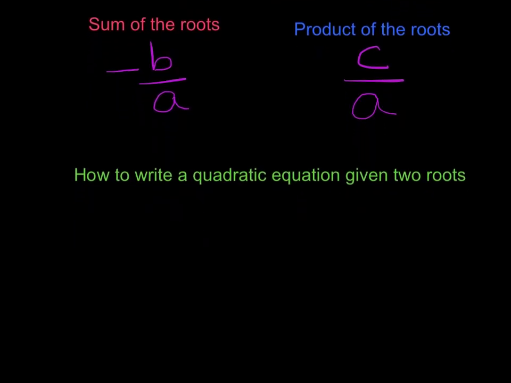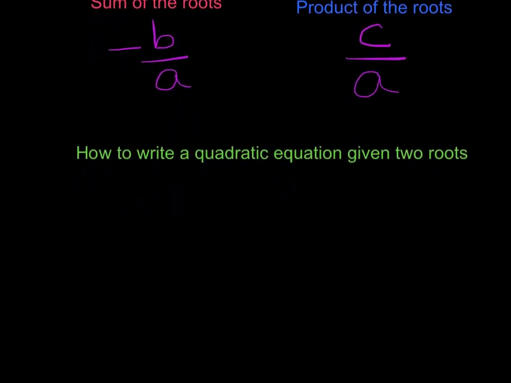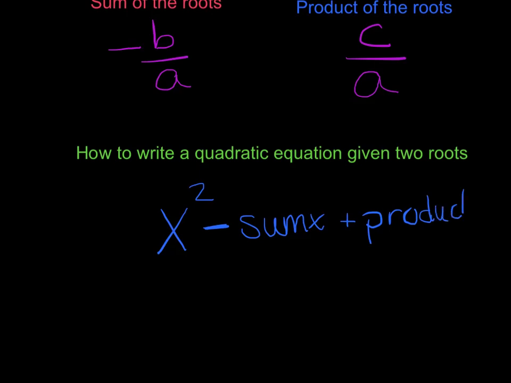Lastly, how do you write the quadratic equation given two roots? Well, the formula goes x squared minus the sum x plus the product. And of course, don't miss the equals 0. Make sure it's an equation with an equals 0 on the end.